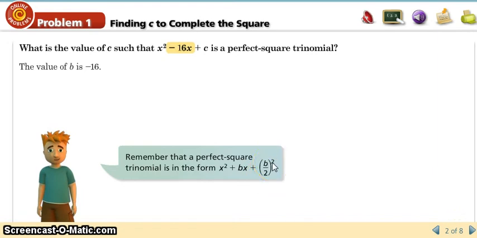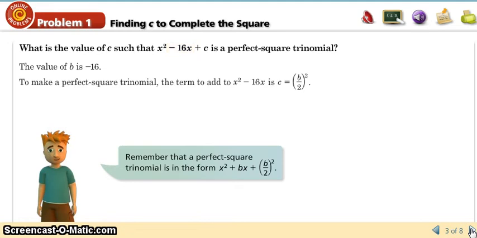Now think about this. If I take any number and square it, it will always be positive. Okay? Even if I start with a negative b, like I'm going to in this one, when I divide it by 2 and then square it using those parentheses, I will get a positive answer. So make sure you have this in your notes right here. To get a perfect square trinomial, to get the C value, I have to take b, divide it by 2, and then square it. To make a perfect square trinomial, the term to add to x squared minus 16x is C, which is the quantity b divided by 2 squared.